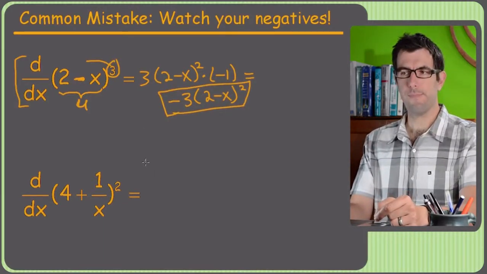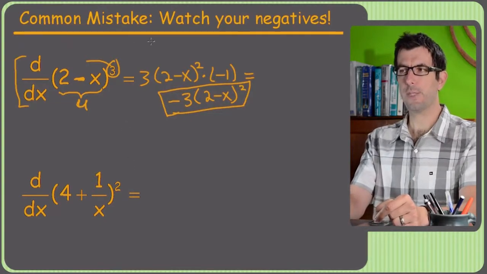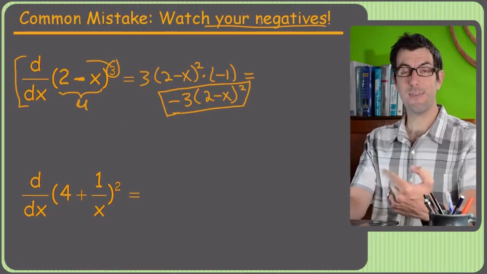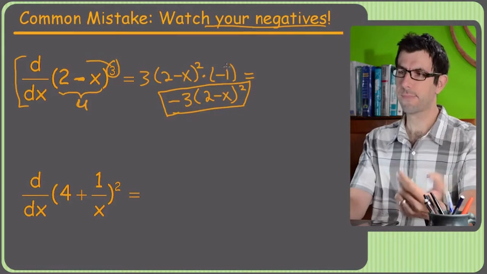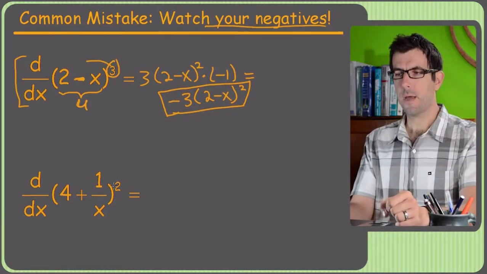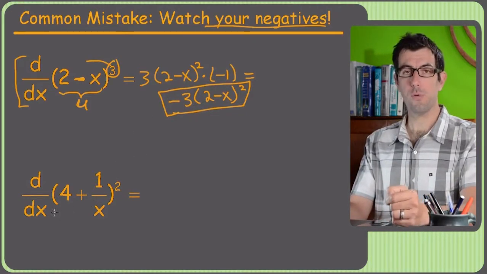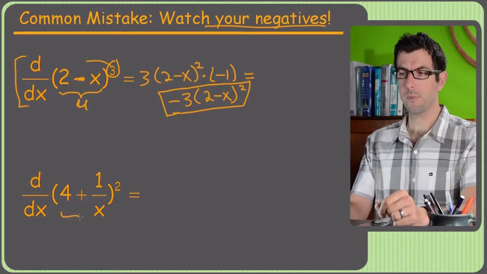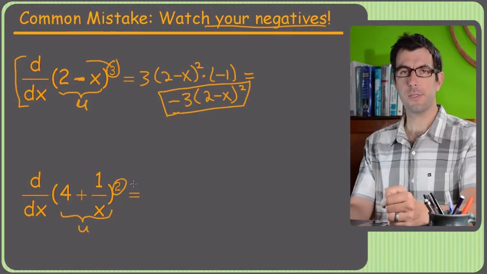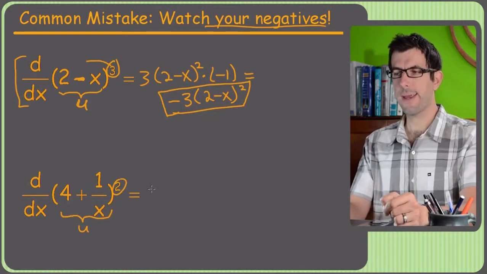All right, last one. You'll notice this is on a page about watching your negatives, and yet I do not see any negatives on this thing. Let's see what happens. All right, looks like a pretty straightforward power rule situation where this is going to be our u, right? Because it's just something raised to a power 2. So it seems like a no-brainer. Let's take a crack at it.